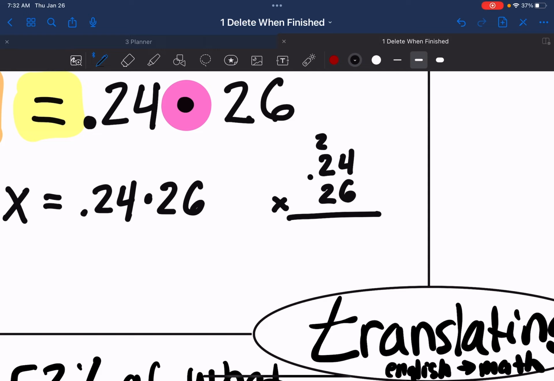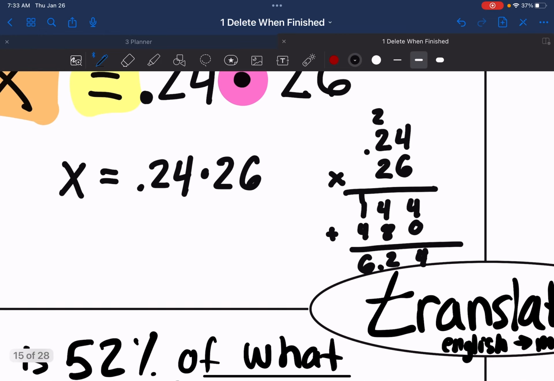6 times 4 is 24. 6 times 2 is 12, plus 2 more is 14. Placeholder 0. 2 times 4 is 8. 2 times 2 is 4. Okay, and then we go and add all that up. 4, 8, 9, 10, 11, 12. 4, 5, 6, and we move our decimal 2 places in, boop, boop, boop, boop. So my final answer is x equals 6.24. I'm going to circle that.